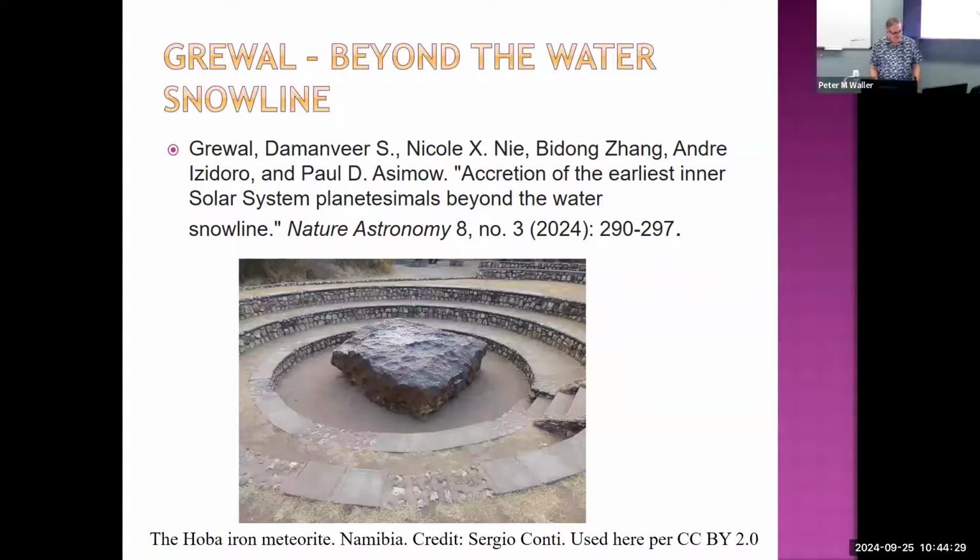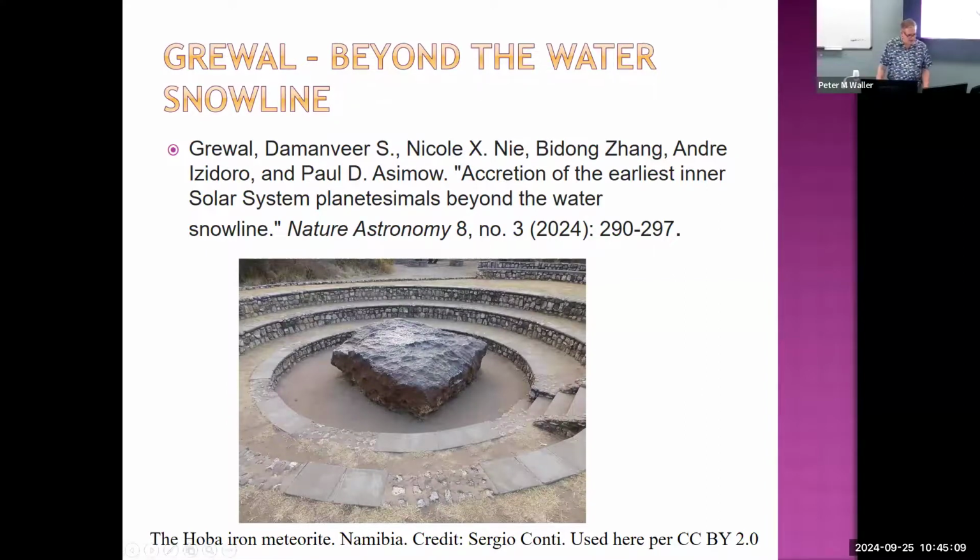Okay. So another paper that came out was this paper by Grewal, and he looked at iron meteorites. Here's a famous iron meteorite in Namibia, the Hoba meteorite. I think it's the largest meteorite in the world, so they built this little observation place to look at it. He evaluated the scenario of the inner solar system planets forming beyond the water snow line. He looked at the chemistry of these meteorites, which would have been in the interior of these planetesimals, because iron would have sunk to the center.